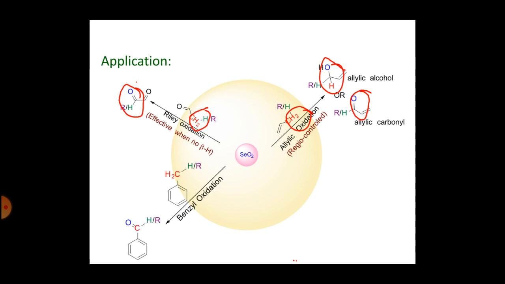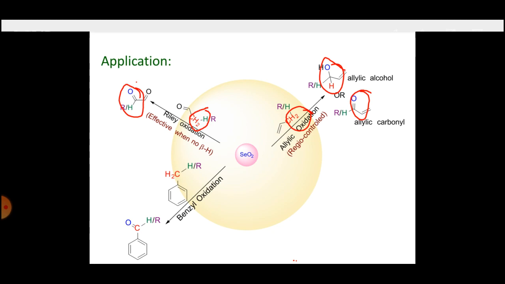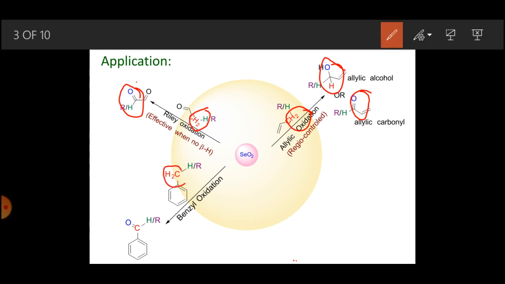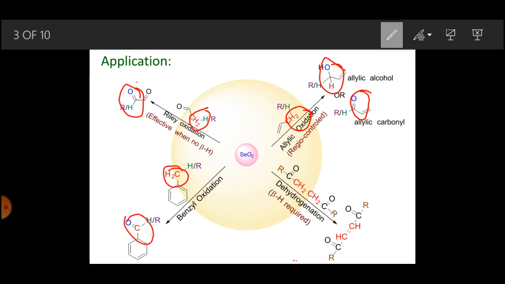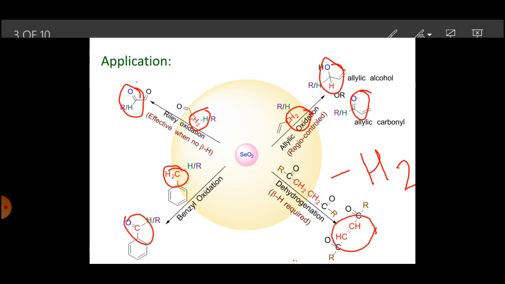It can also give benzylic oxidation. So benzyl group converted to carbonyl, benzylic oxidation. Not only that, it can give dehydrogenation reaction provided there is a beta hydrogen present in the molecule. So dehydrogenation reaction, that is removal of hydrogen, and gives the alkene or olefin compound.